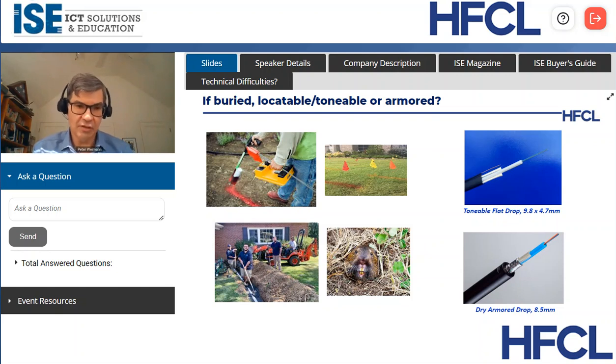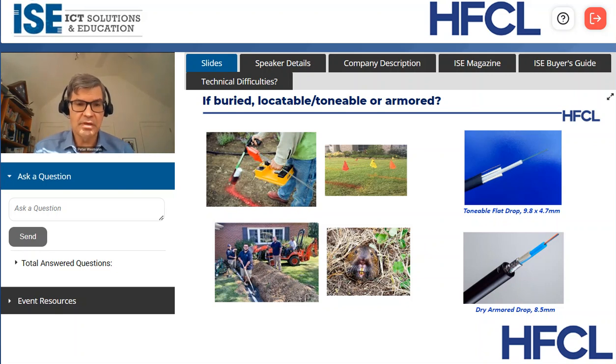before people like the guys in the lower left come in and dig up your yard to put in a sprinkler system or put in a new water line or that sort of thing. Another concern about merely using tonable or going with armored is animal attack.